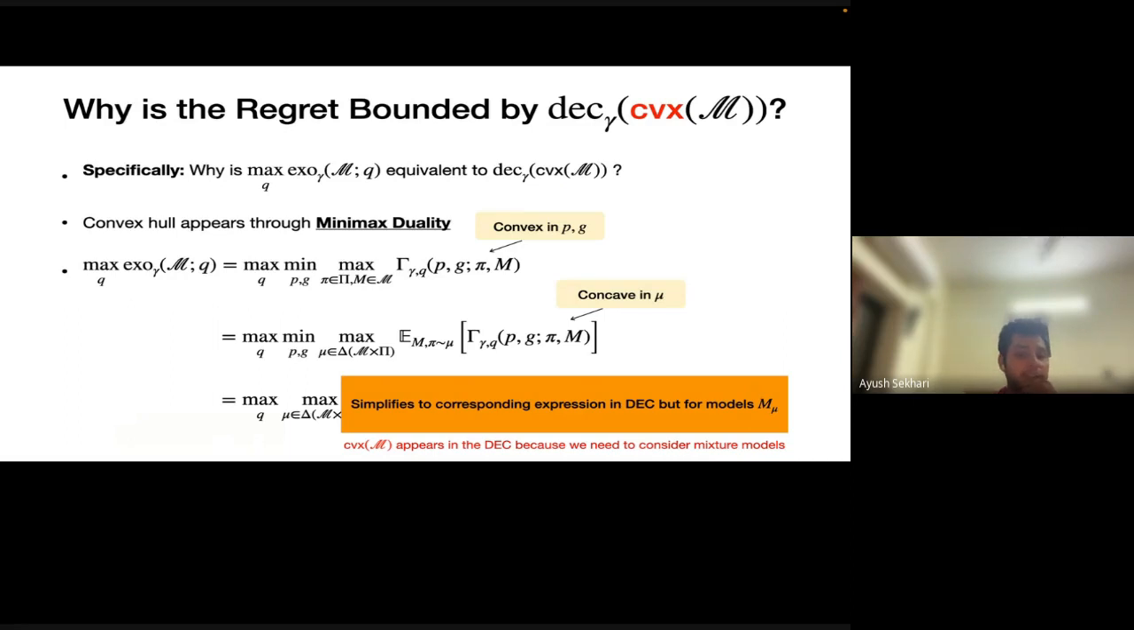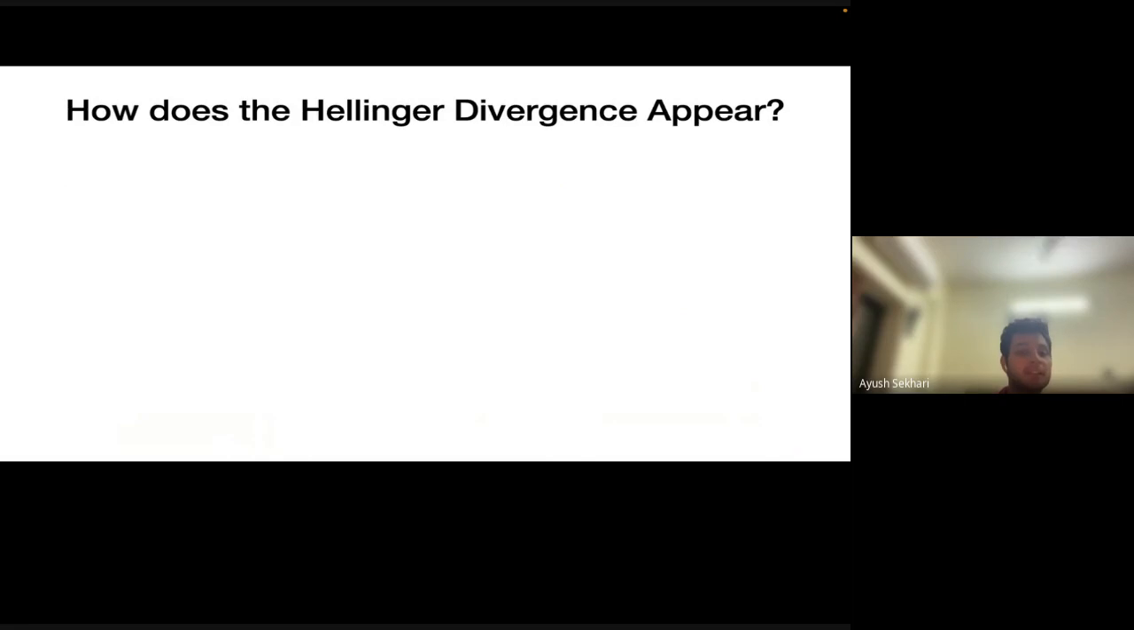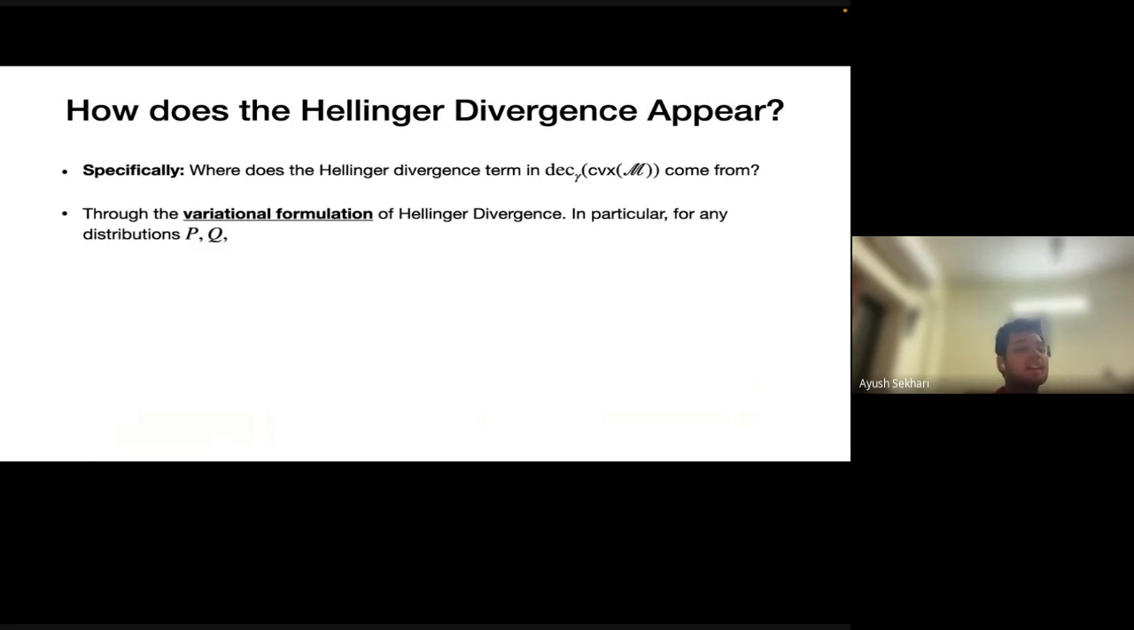Okay, so now let me go a bit deeper into what is going on here and show you why this expression that I hid under this orange block corresponds to something like a DEC. In particular, I will show where a Hellinger divergence appears from when getting this upper bound. And again, this is at a very high level sketch. The Hellinger divergence essentially appears from a variational formulation of Hellinger divergence.